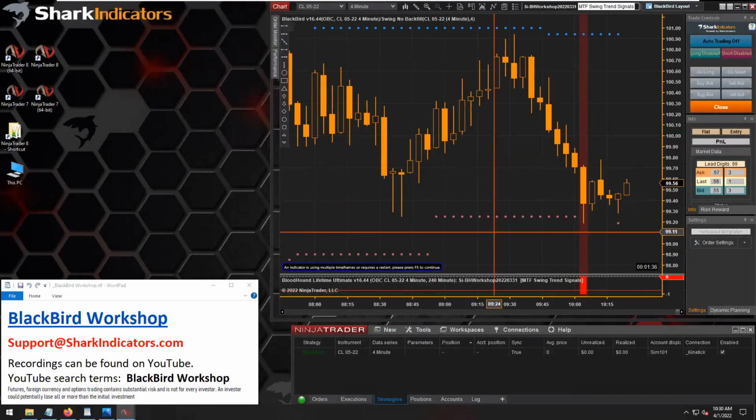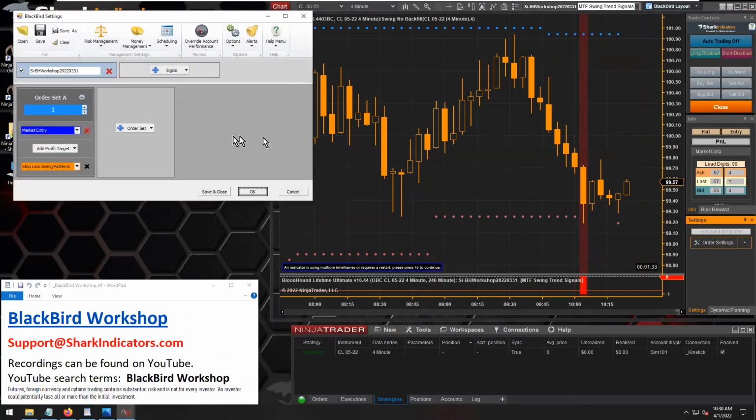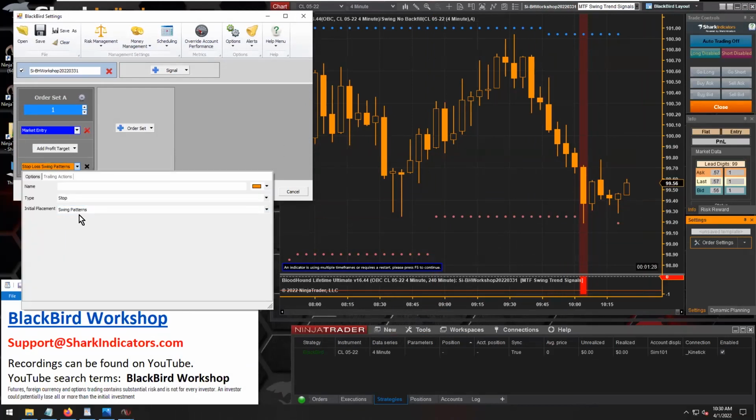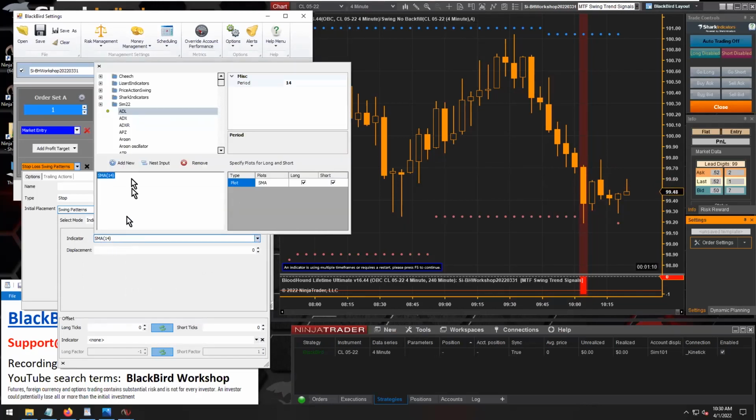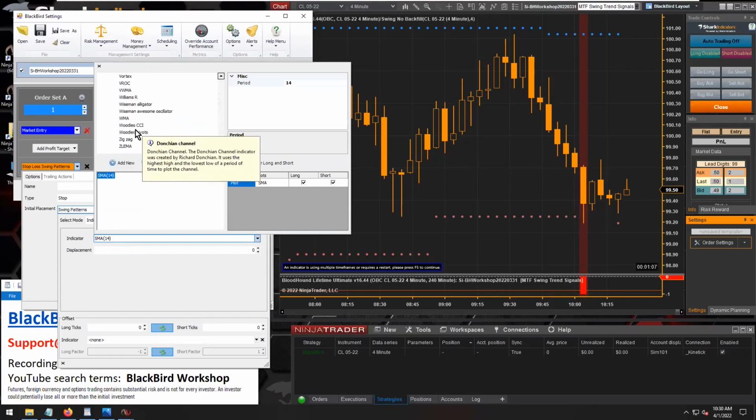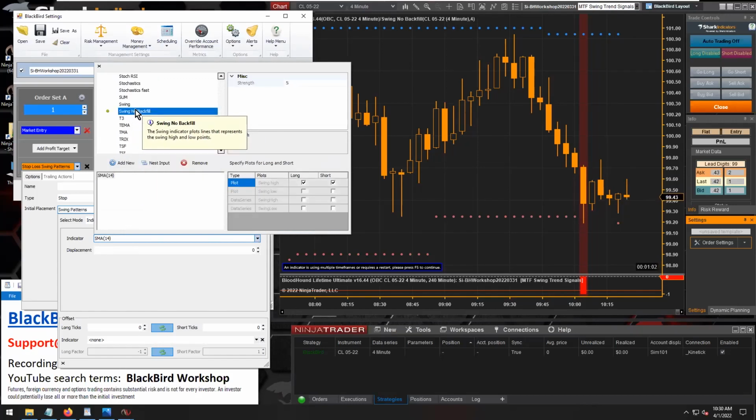So now that we got that out of the way, let's open BlackBird back up, and now we're going to go in and modify our stop loss to use that swing no backfill indicator. Let's open up the initial placement, and the mode we're going to switch over to is using an indicator. So let's go to the indicator, and then we need to scroll down to the swing. There's the swing no backfill, and we're using a strength of 4.